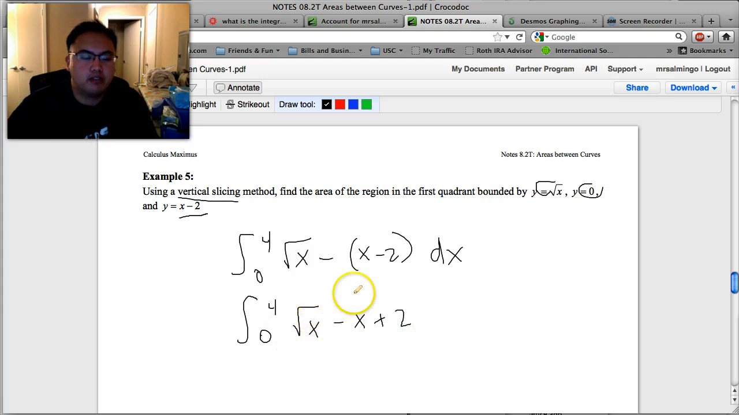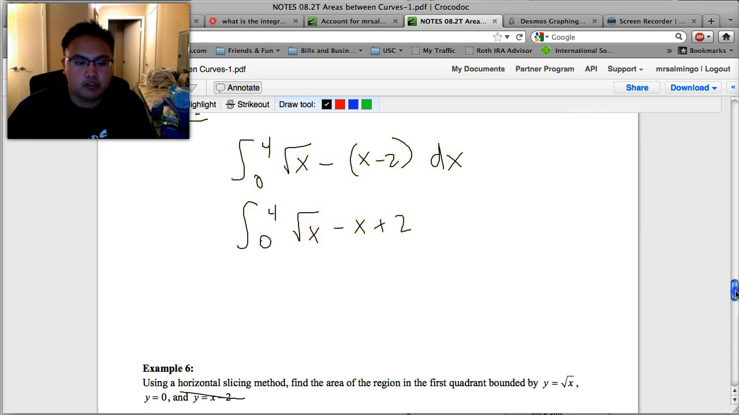You can put this in Wolfram Alpha. You can do this manually. I totally suggest using a calculator because it's a lot easier. I'm not going to solve it all the way through.